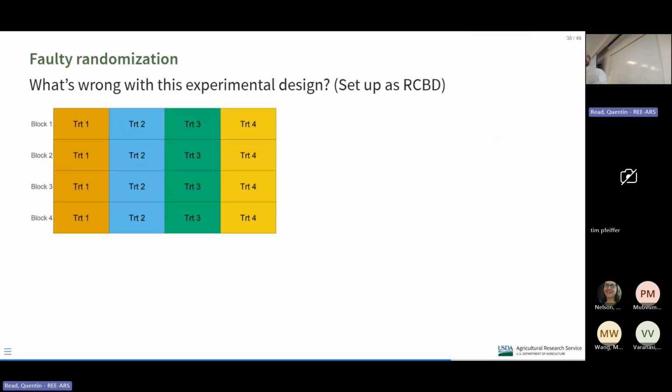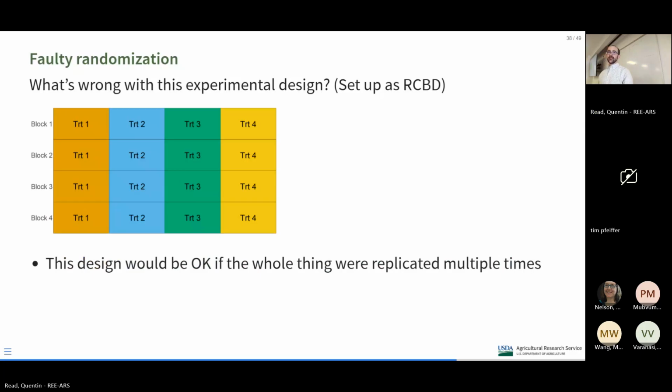Here's another one, which I sometimes see, where people say, okay, here, I have an RCBD design for you to analyze the data from. This is what it looks like. It's like, well, what's wrong with this? Well, you can see that the blocks are the horizontal rows, but every time treatment one, and so there's 4 plots, but all the ones assigned to treatment one are on the left, and so forth.